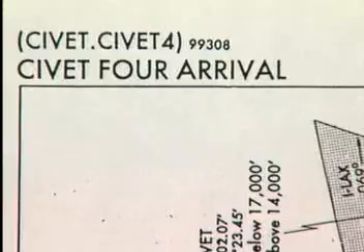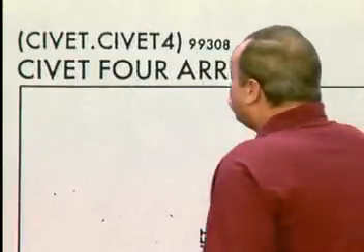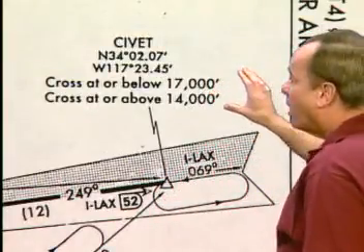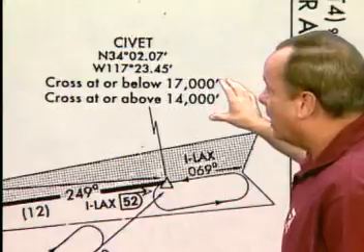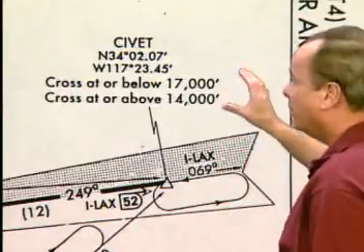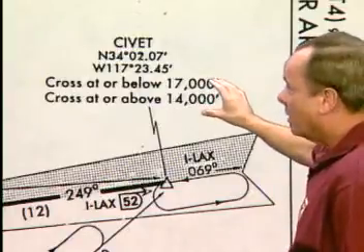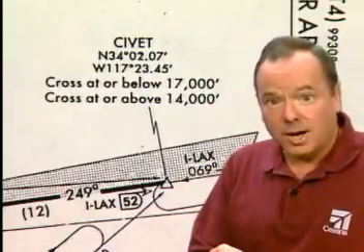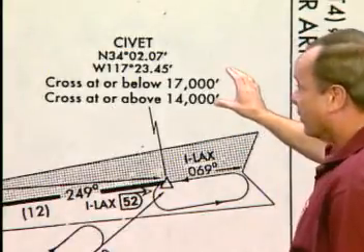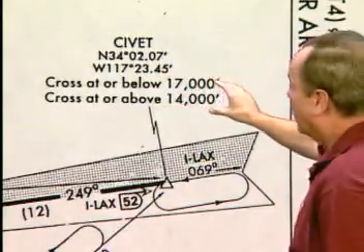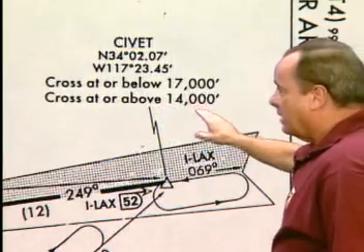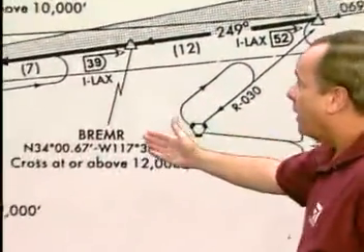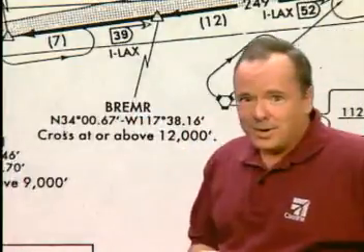Now, on the other hand, you may be given an arrival like the Civet 4 arrival, and the Civet 4 arrival is different in that it has built right into the arrival hard altitudes. In this case, ATC would say to you, descend via the Civet 4 arrival. This time, ATC expects you to comply with the altitudes put on the chart because they told you to descend via the arrival. Now, you'll notice that the wording on the altitudes here is different too because you don't see the word expect anywhere. In this case, you'd cross Civet intersection at or below 17,000 feet and at or above 14,000 feet. And you'd cross Bremer at or above 12,000 feet and so on all the way down.